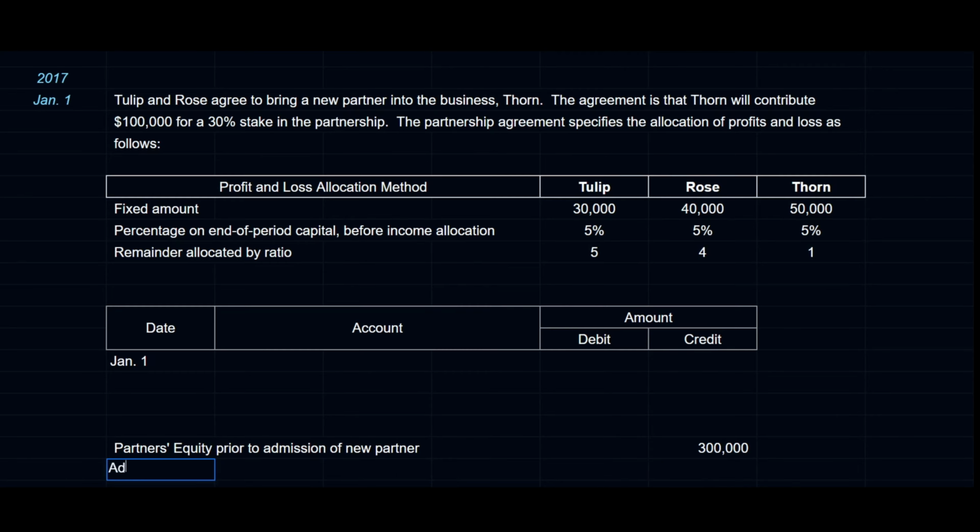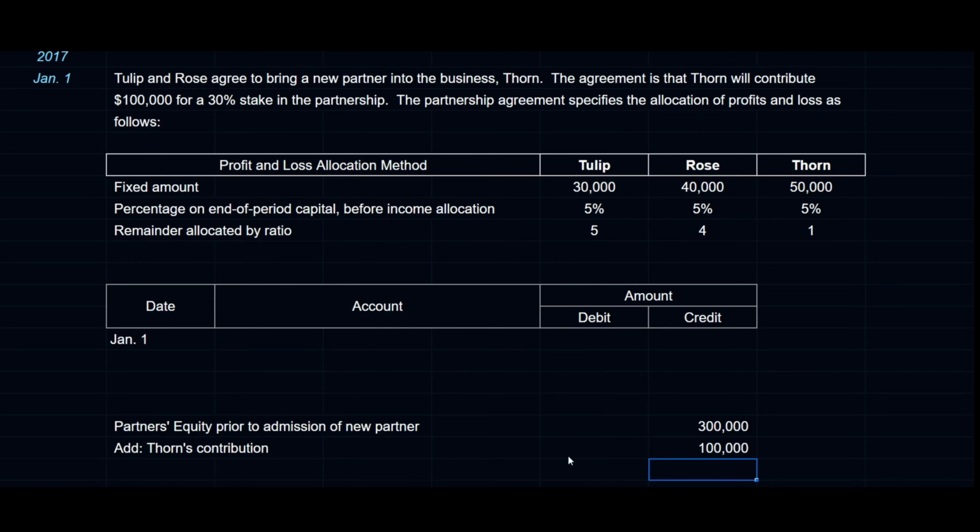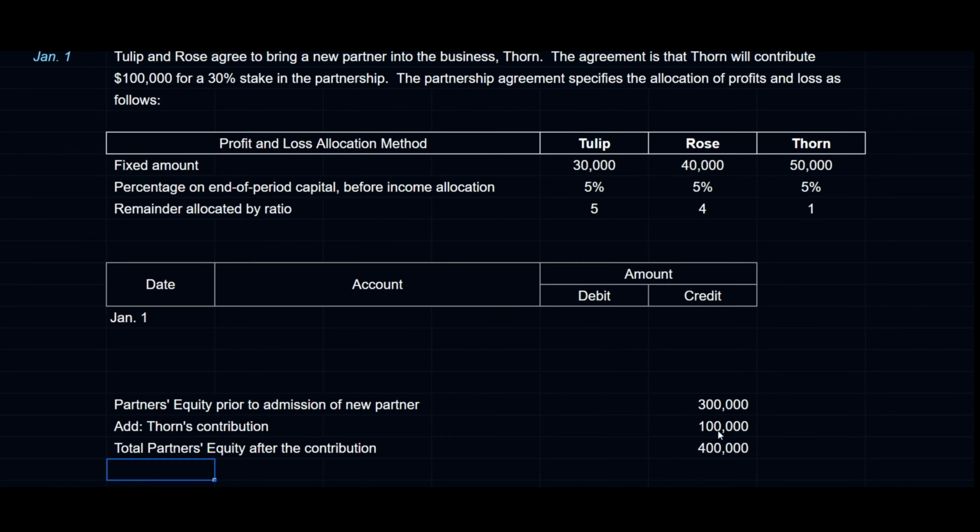Then we can add the new partner's contribution. The narrative specifies that Thorn is going to be contributing $100,000. This will be the total equity after the contribution. And 300 plus 100 is 400,000.